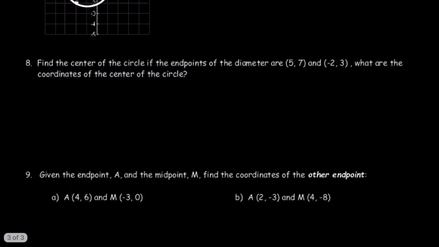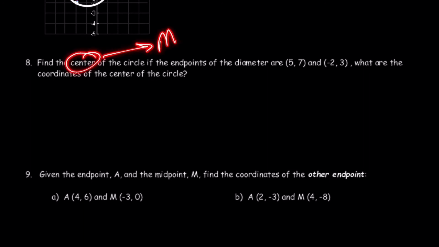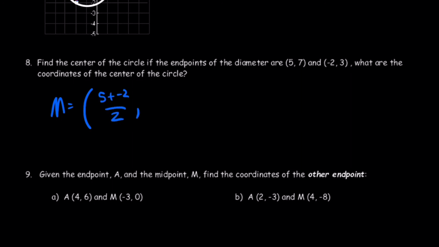Well, what if they don't give you the grid? Then I would need to use my midpoint formula. So here, find the center of the circle. So I see center, I'm like, oh, that's midpoint. And since I'm not on a grid, I have to use these two in the midpoint formula. All right, so let's write that out. Midpoint equals, parentheses, x plus x, 5 plus -2 divided by 2, comma, y plus y, 7 plus 3 divided by 2.